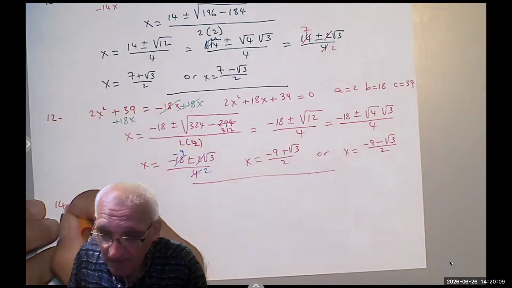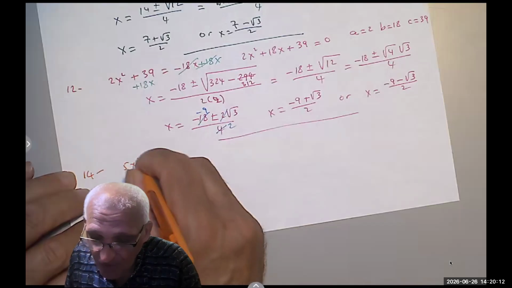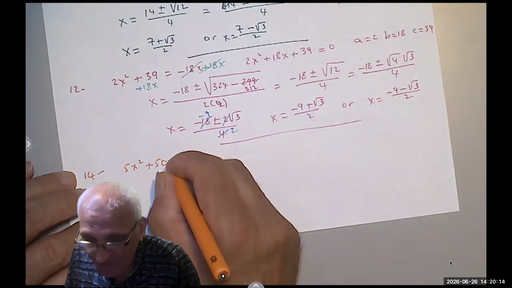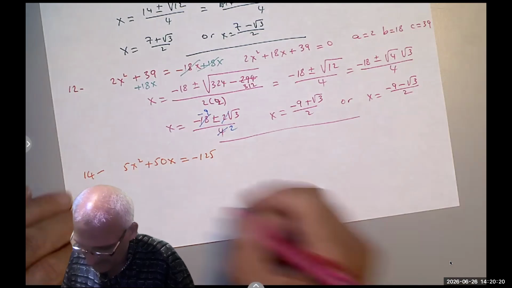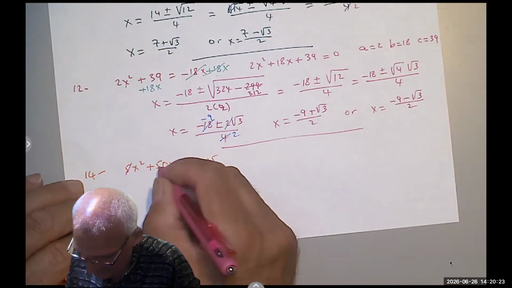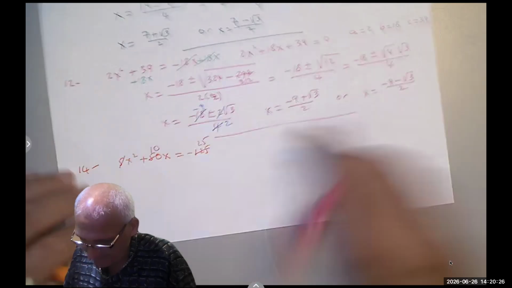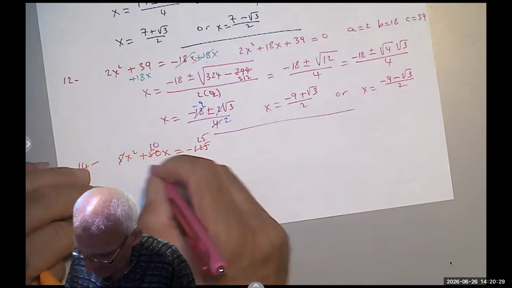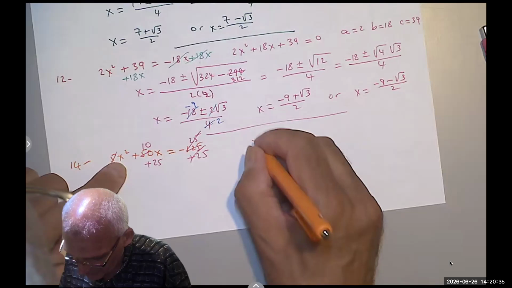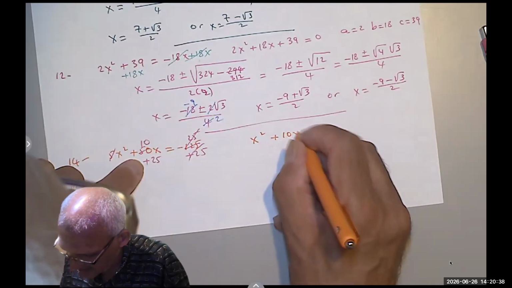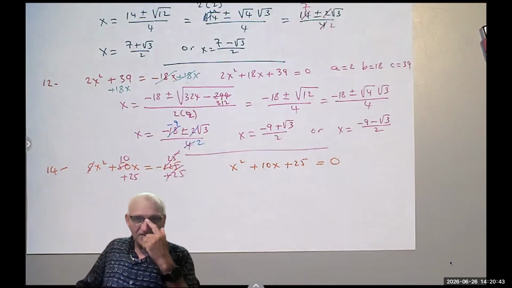Number 14 says 5x squared. Oh, I just said we couldn't find anything to simplify. And then all of a sudden, once I say that, I can simplify by dividing by 10 to make the problem easier. And then I'm going to add 25 to both sides. So I get x squared plus 10x plus 25 equals 0. For those of you who can see, this is a perfect square. This is x plus 5 quantity squared. You see that?